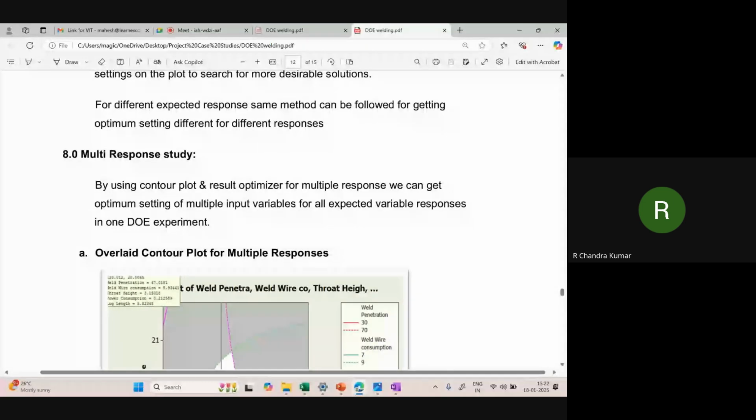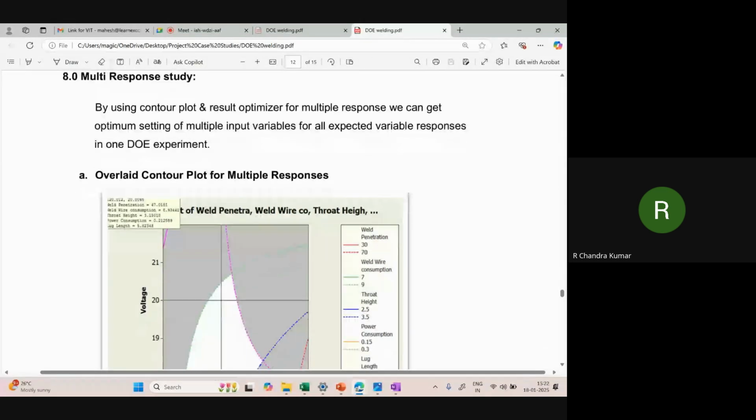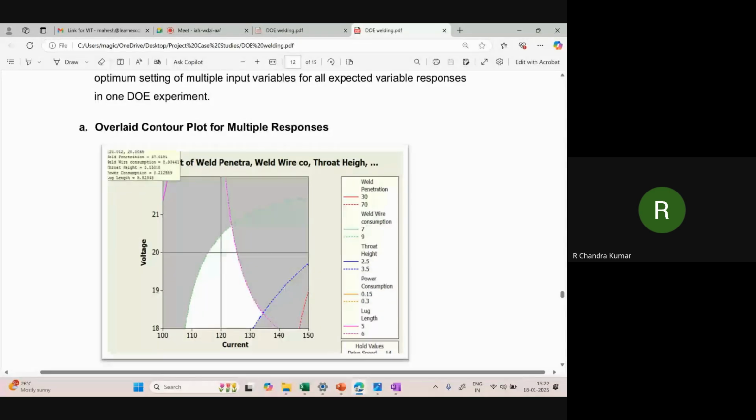Now likewise, the company is not only interested in weld penetration. They're interested in weld penetration, weld wire consumption, throat height, power consumption, lug length, multiple things. When we do the multiple things together, and when we put a response optimization in Minitab, we can look at this white zone in the center, where the combination of this voltage and current in that zone will give you all the responses. You can get good weld penetration also, good weld wire consumption also, means lower side. Throat height also will be within the spec. Power consumption is also low. Everything you can get by maintaining the voltage and current in that particular band.